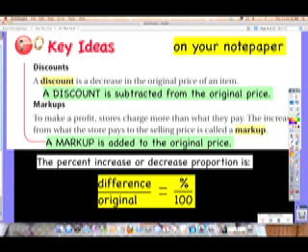Let's put subtracted. You always subtract it from the original price. Okay, and then the next green box in your notes says a markup is always added to the original price. I think that's logical to you guys.